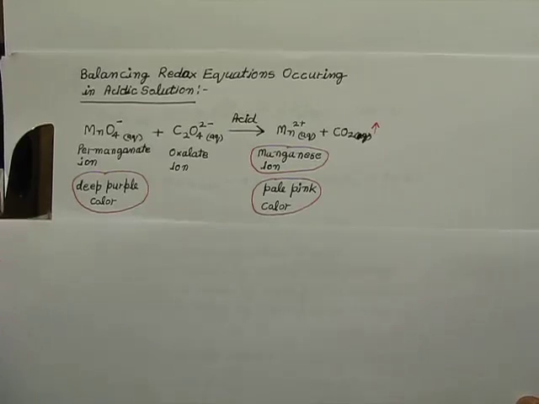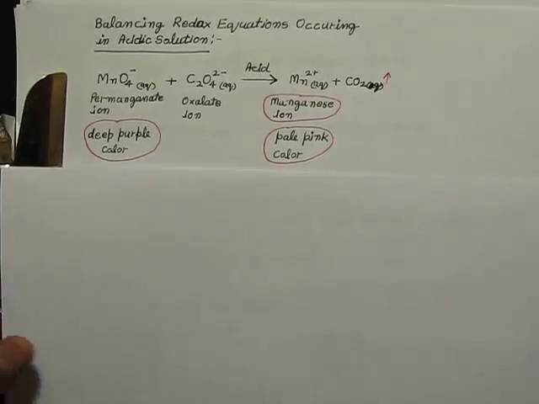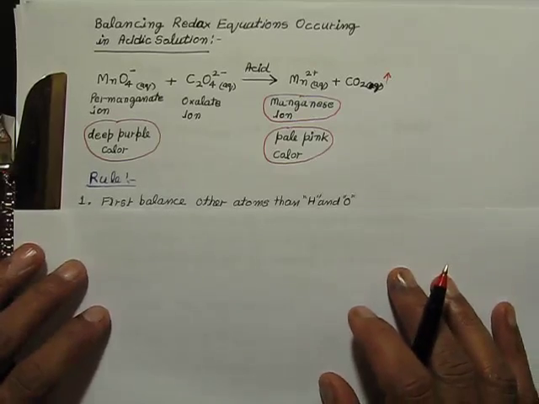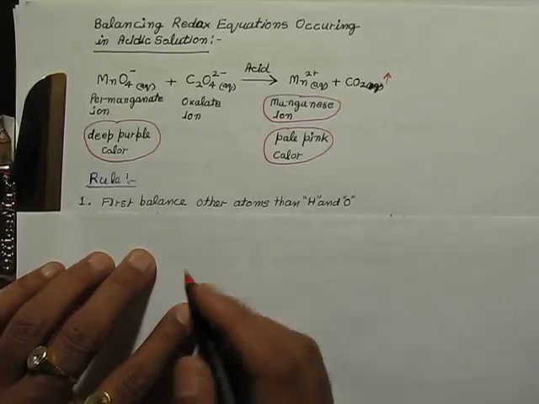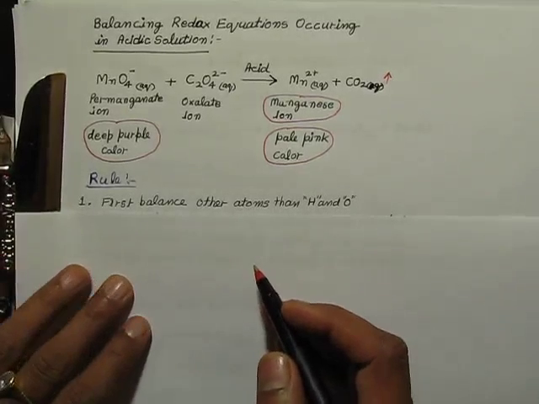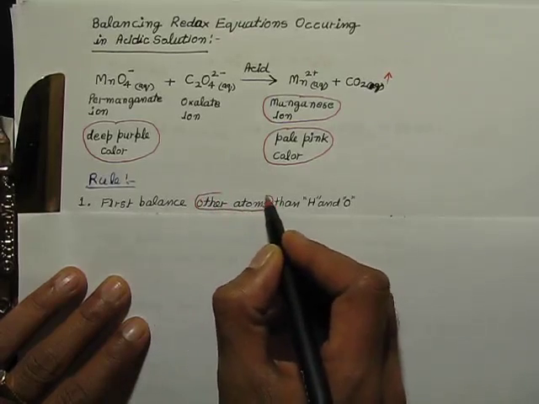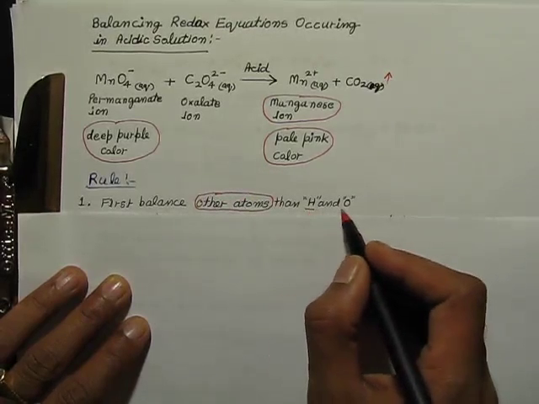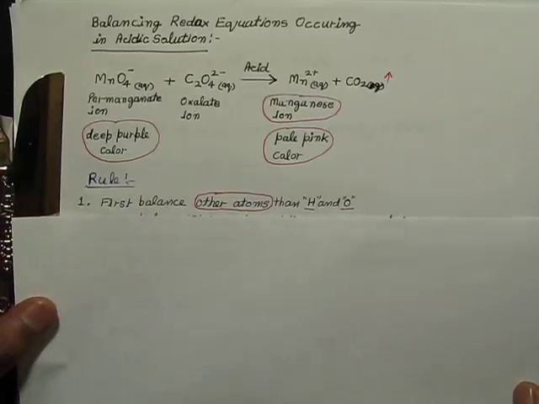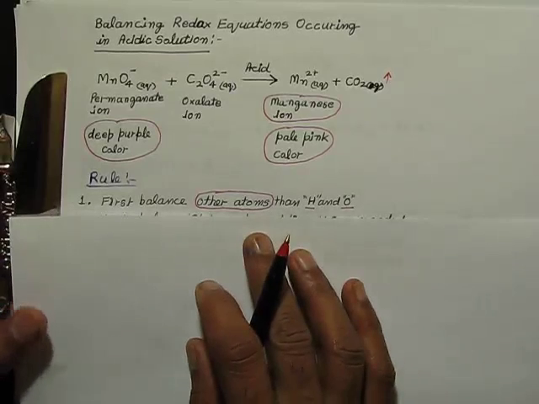So we have to balance this reaction, and we have to use some rules. There are 4 rules we will use to balance this type of reaction. Number 1, first balance other atoms, that is, atoms other than hydrogen and oxygen. We will balance hydrogen and oxygen later.